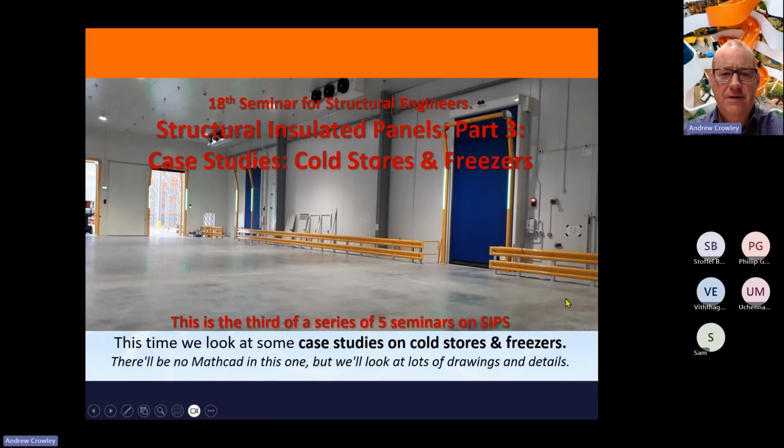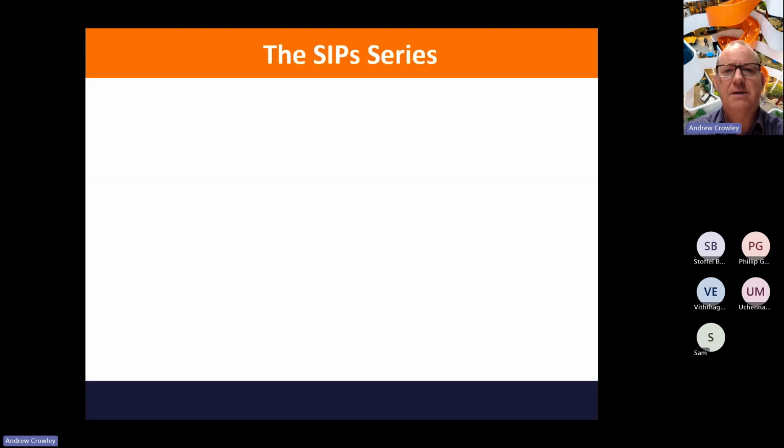This is the third in a series of 5 seminars on the topic of structural insulated panels. The first one and the second one are already recorded and put onto the YouTube channel, so if you haven't seen those, check them out. This one we're looking at pretty pictures, so it's about case studies on cold stores and freezers and elsewhere. In this one, there's going to be no Mathcad, but we'll look at some drawings and details. Parts 4 and 5, oh yes, there's going to be lots of Mathcad in that one.